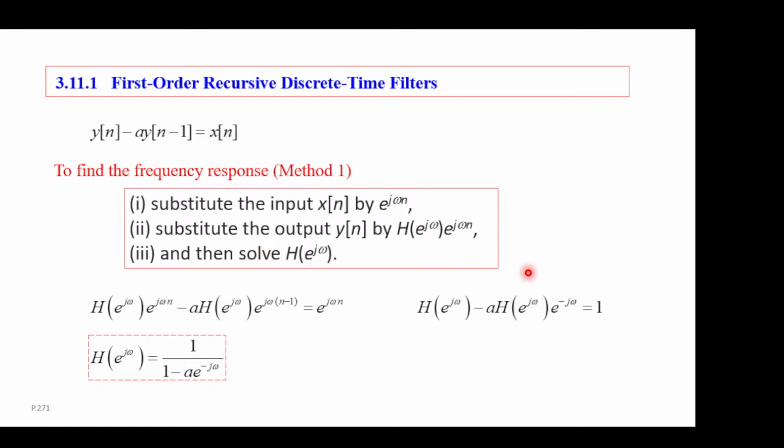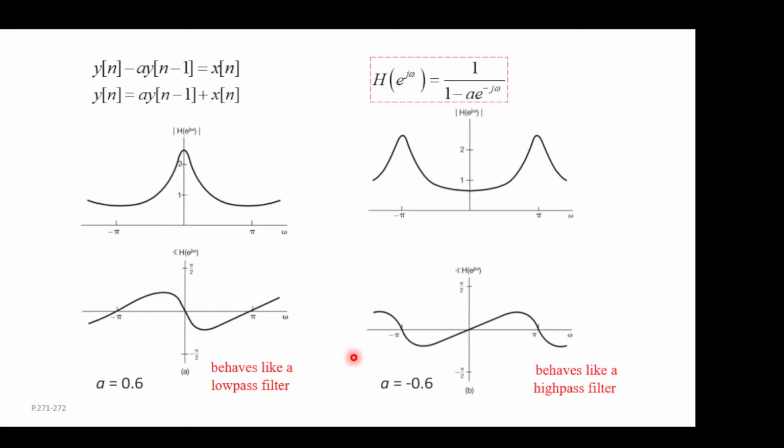Okay. So for example, we have a difference equation here: y of n minus a y of n minus 1 equals x of n. And you plug things in, then you get your H of e to the j omega equal to 1 over 1 minus a e to the minus j omega. Okay.